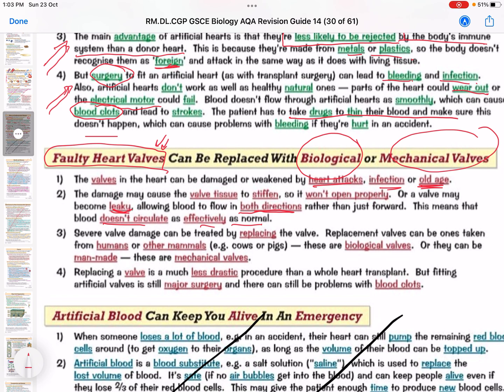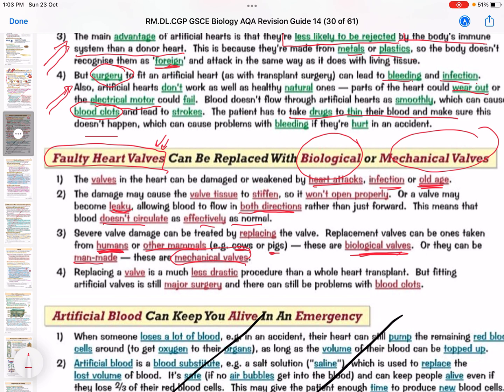So severe valve damage can be treated by replacing the valve with biological valves. From the name, biological means it's coming either from another human, as I said, or from other animals, just like cows or pigs. They have valves similar to the valves present in our heart as humans. Or they can be replaced by man-made valves, that are mechanical valves.